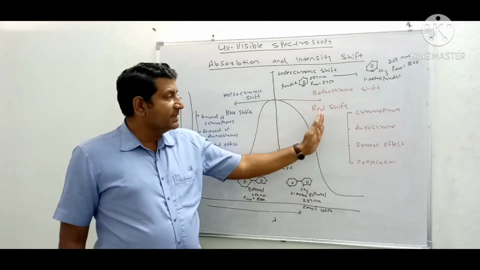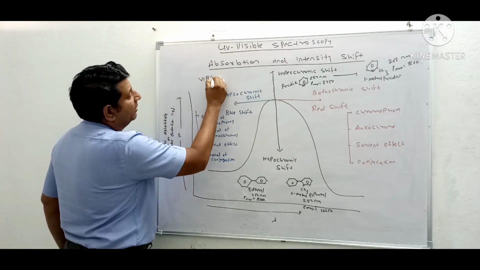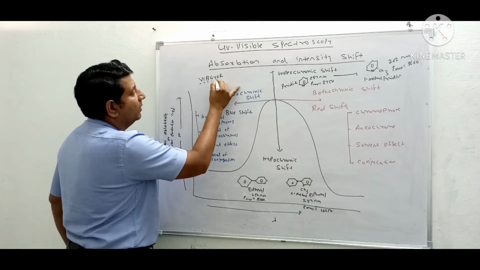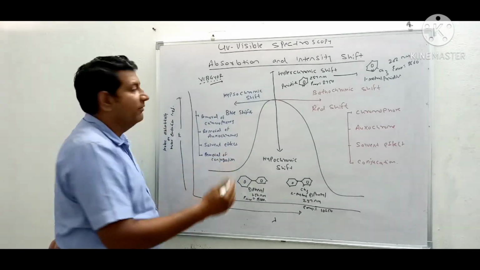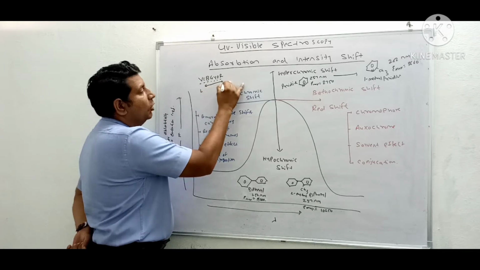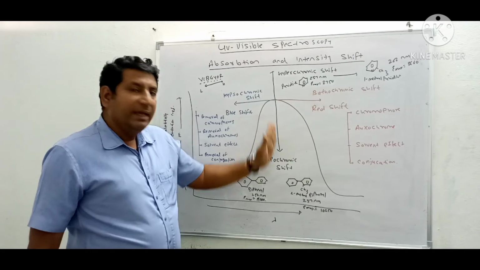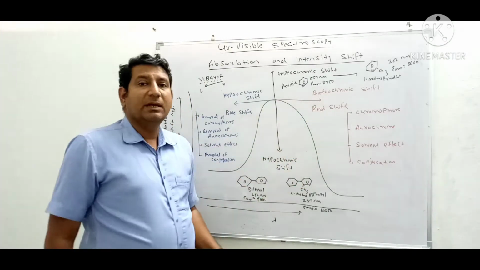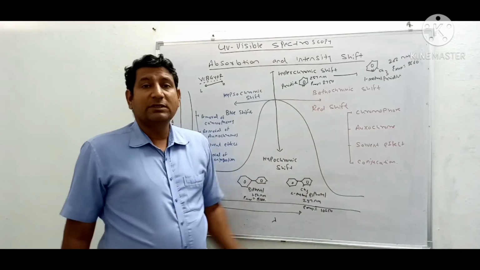Red shift: you have learned that white light can be divided into VIBGYOR, that is violet, indigo, blue, green, yellow, orange and red. So the red part is towards higher wavelength and the blue or violet part is towards lower wavelength. So when the lambda max of any compound is shifted towards higher wavelength, this type of change is known as bathochromic shift or red shift.